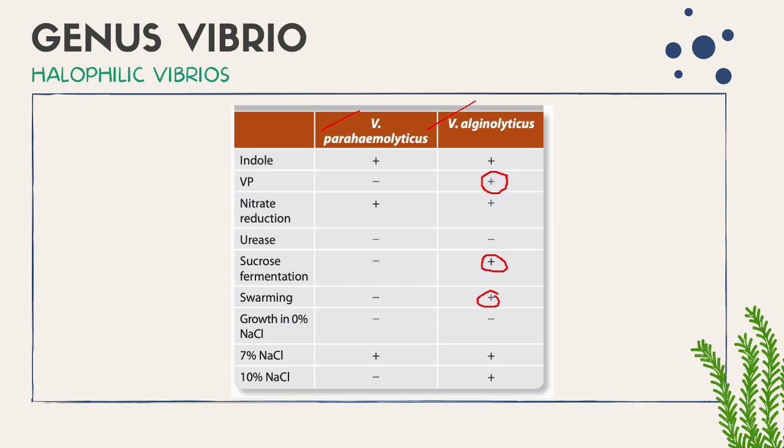and 10% sodium chloride, okay? So for your Vibrio parahemolyticus, negative siya because it can only tolerate until 8%. Ayan. For alginolyticus, it is high or strict halophile, so they can tolerate 10% sodium chloride.